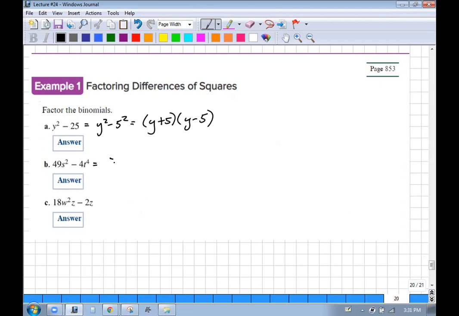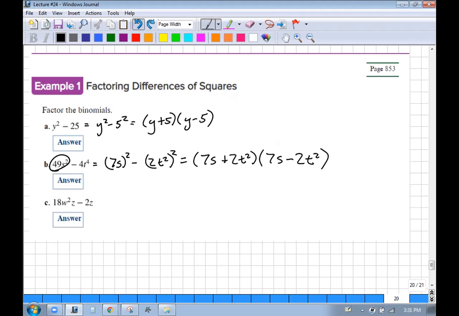This one is 7s squared minus 2t squared, squared. All right, you see that? The 2 squared gives us the 4. The t squared squared gives us the t to the 4th. So this would be 7s plus 2t squared times 7s minus 2t squared. Difference of two squares. All right, this is something squared, this is something squared.